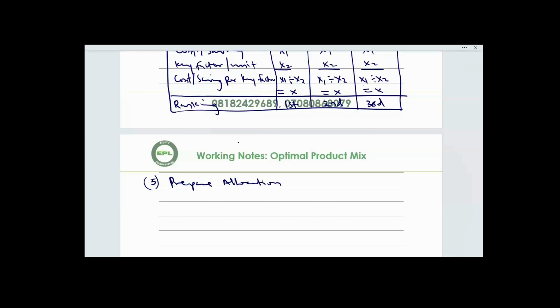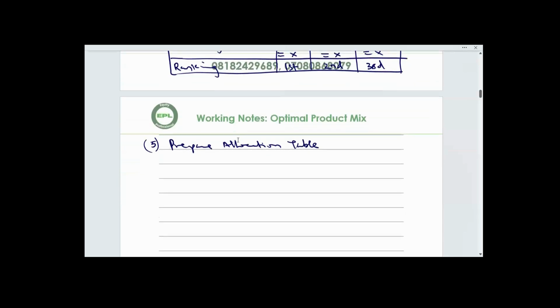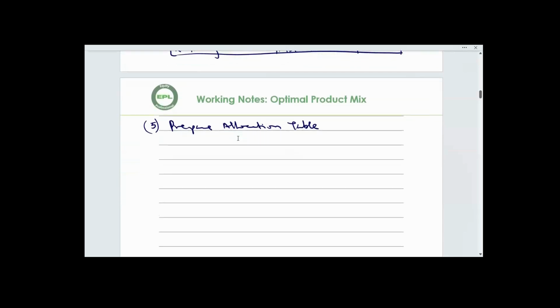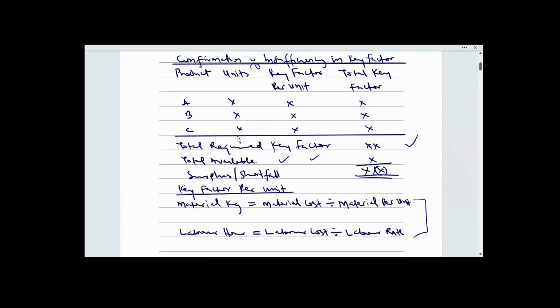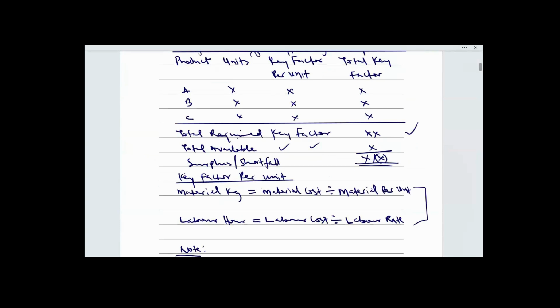Prepare allocation table. That's another step. How do you do this? In your allocation table, you are going to create about 8 columns. You want to allocate the resources available. You have already said that, of course, you required in your step 1. Remember, in this step 1, this is what you require, total required key factor. The total available key factor is what you want to allocate now.